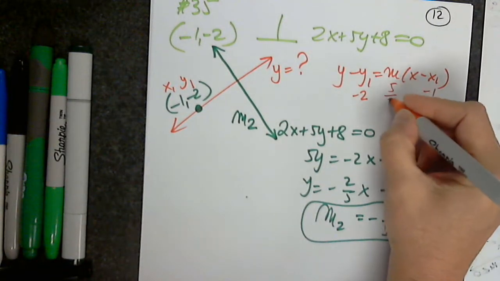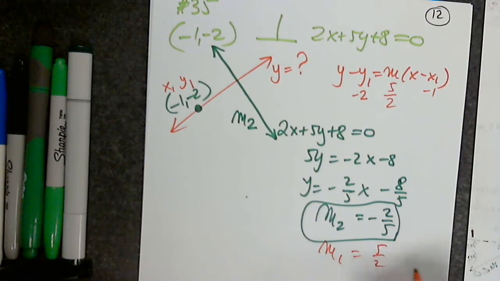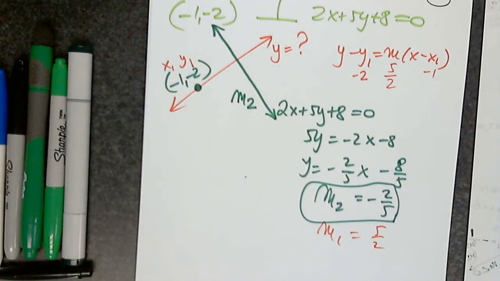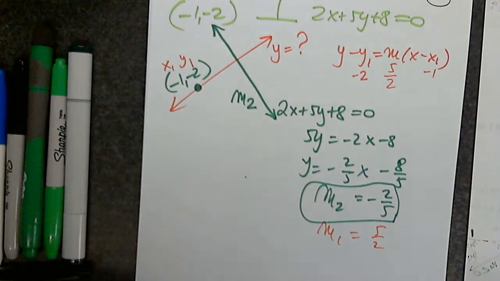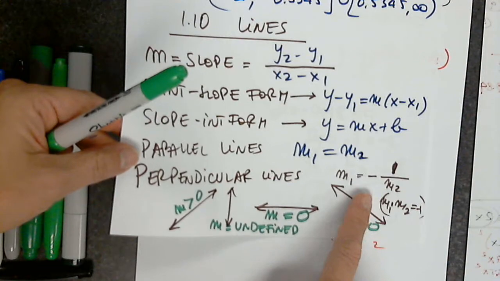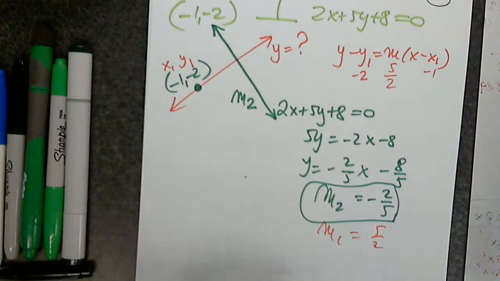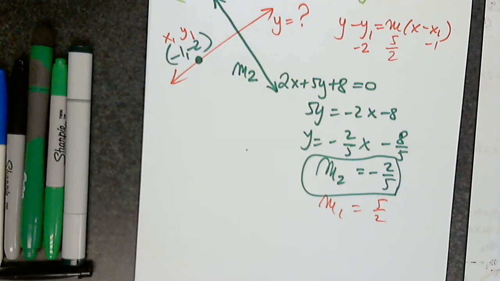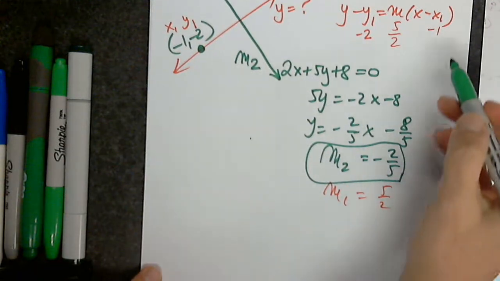Yes, indeed. How do I know that M1 equals 5/2? Because their product has to be -1. 5/2 times 2/5 is 1, times -1 is -1. Any questions on this problem? Is that because they're perpendicular? Yes. Their mirror images? No, the relationship is this one between the slopes. Product is -1. So if one line has the slope -2/5, the other one must have 5/2, so that the product is -1. Perfect.